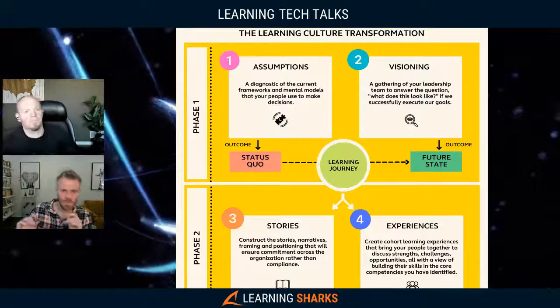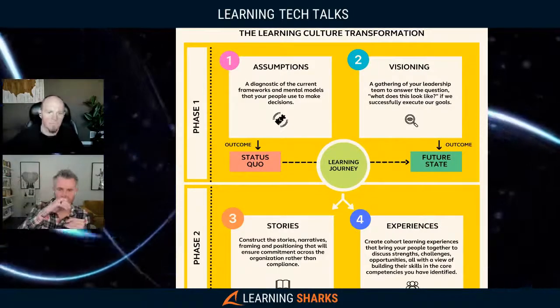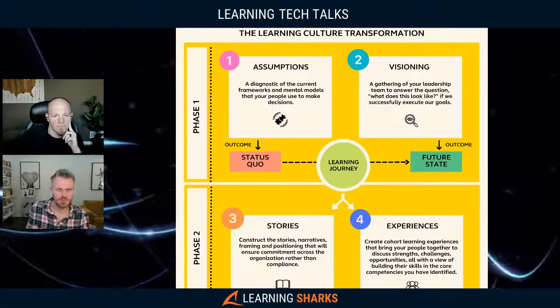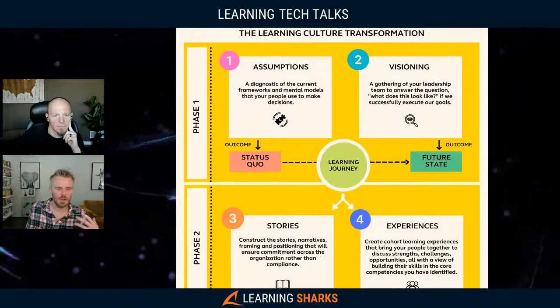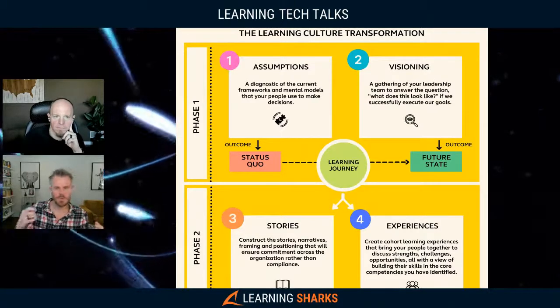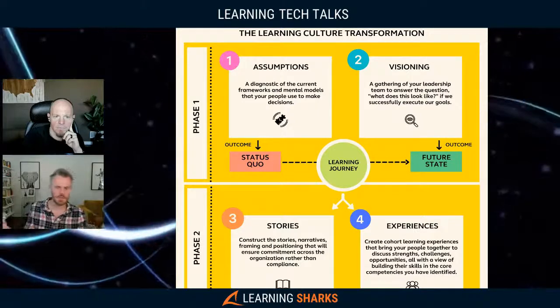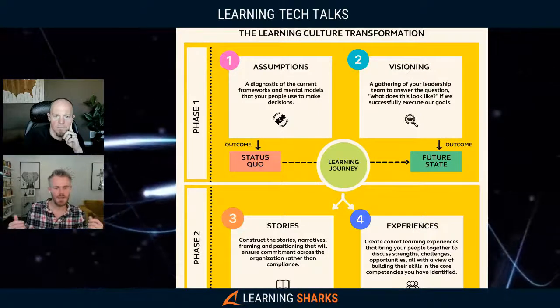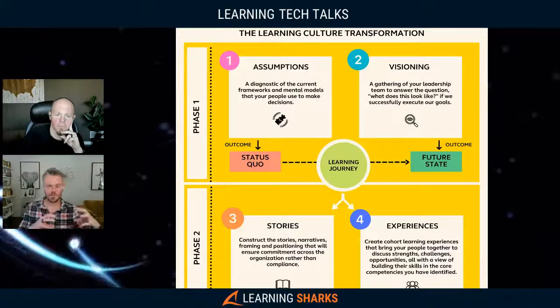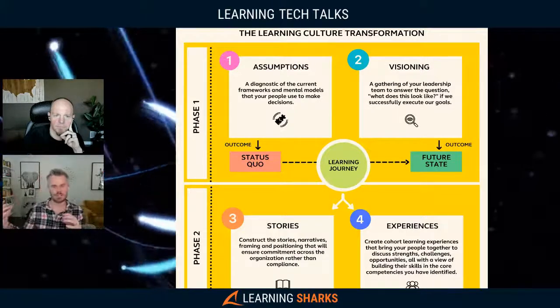Okay. So the basic assumptions work, which is this diagnostic of how we currently operate, the outcome of that is your status quo. The visioning outcome is your future state. And so the distance between that is your learning journey. And once we've got that in place, where are we? Where do we need to go? What are the steps to get there?